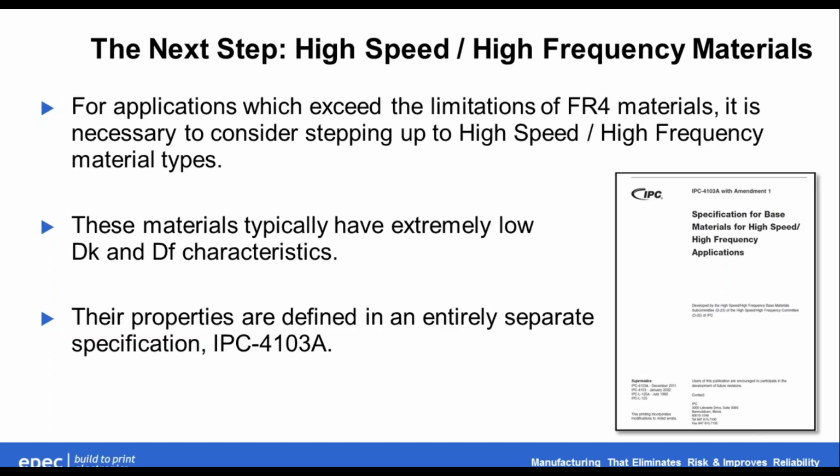Now the very next step is high-speed, high-frequency materials, and these are basically dedicated for very high-speed performance. So for applications that exceed the limitations of FR4, it is necessary to consider stepping up to high-speed, high-frequency material types. And these materials typically have extremely low dielectric constant and dissipation factors, but the properties are defined in an entirely different specification from the FR4s, and this spec is called 4103A. And that's a picture of it over on the right.